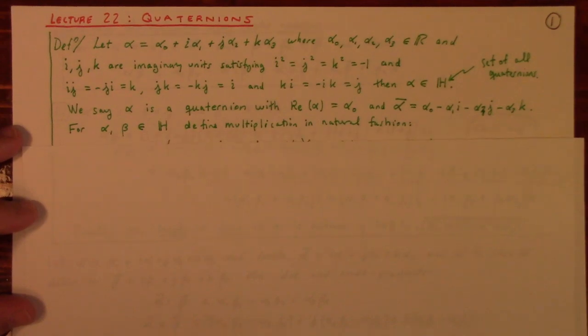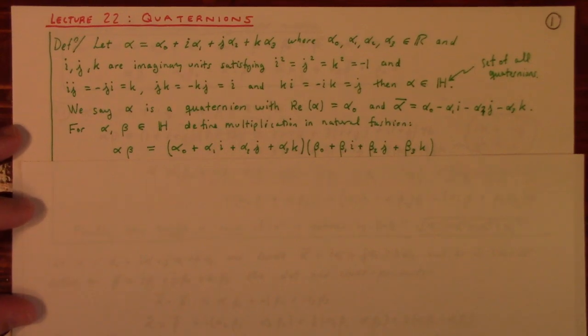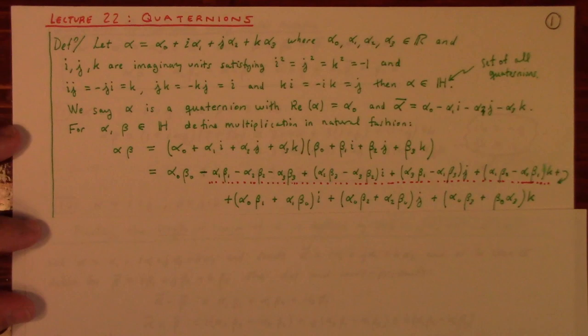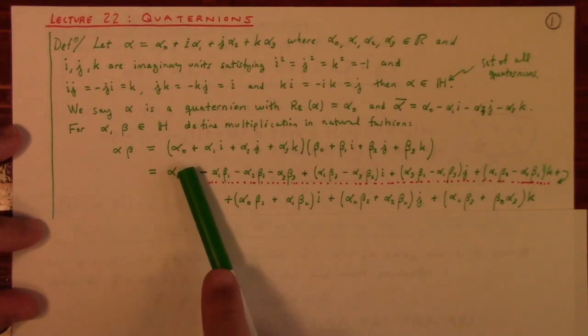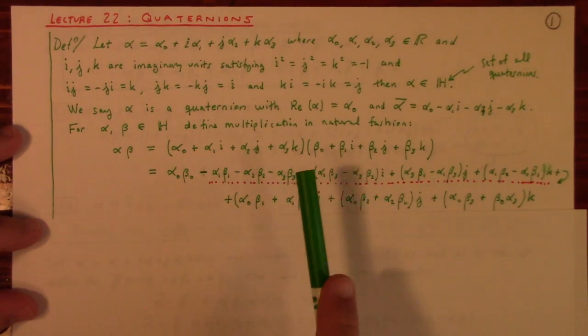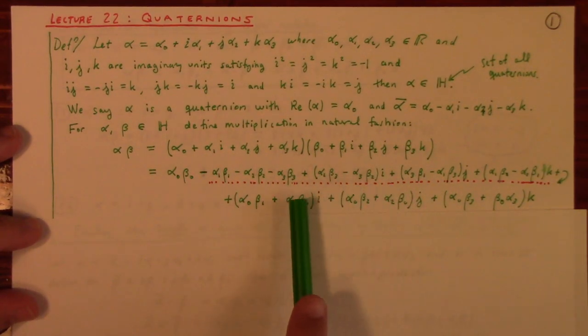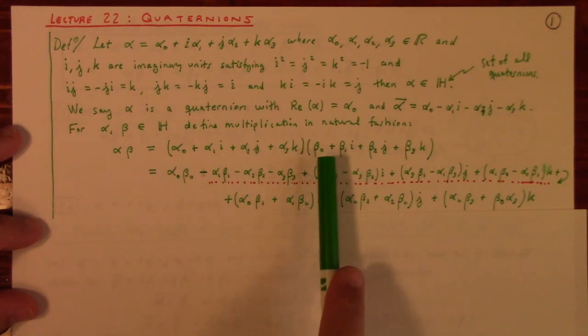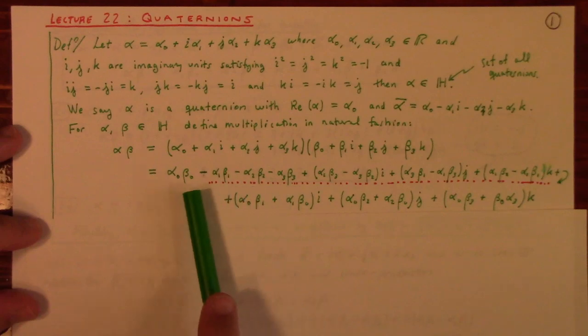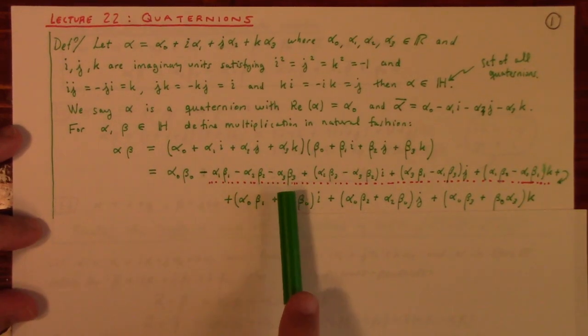So for alpha and beta quaternions, we define multiplication in the natural fashion, and by that I mean you just multiply normally, keeping in mind the new funny rules like ij is equal to minus ji and such. So here's how it looks. What I've written down here is just the natural multiplication, like distribute, and for example, i times i is minus 1, j times j is minus 1, k times k is minus 1. That's where these three minuses come from.